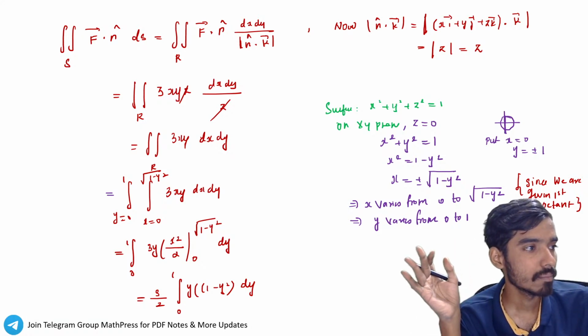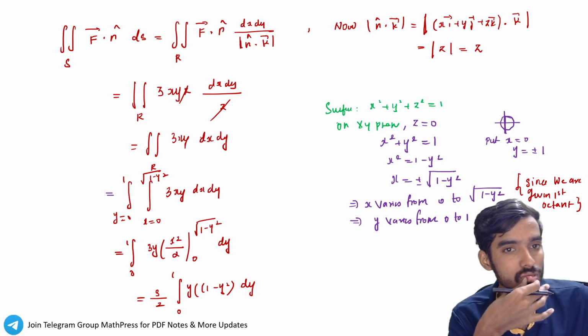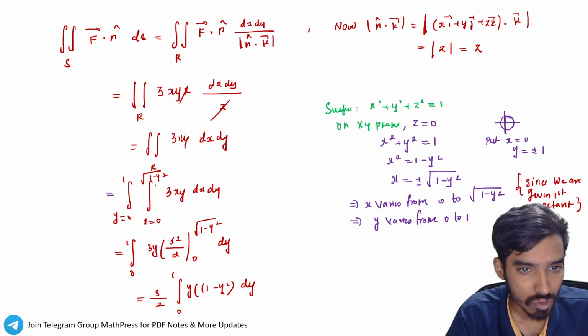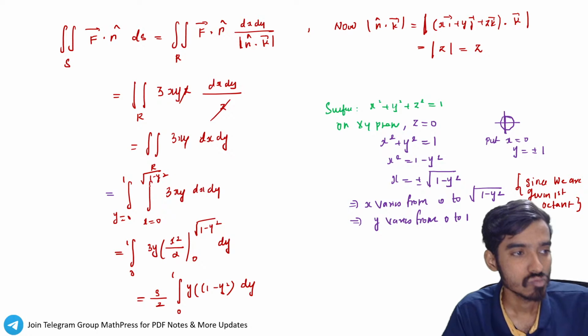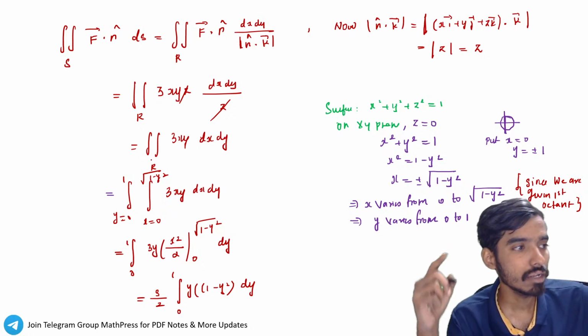I'm waiting for a comment. This y, right? Root of 1 minus y. Is it clear? Or do I need to repeat?